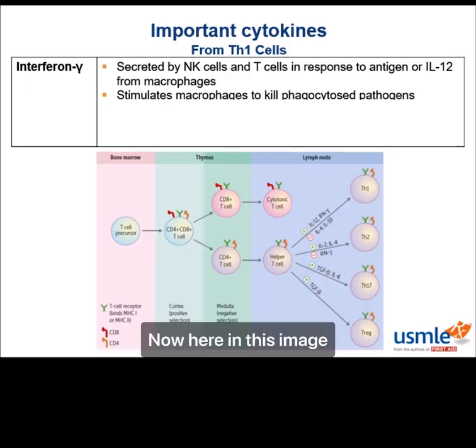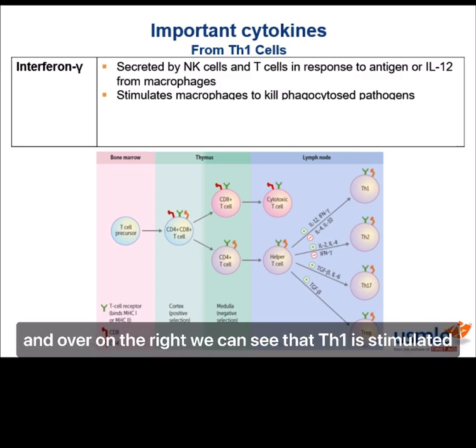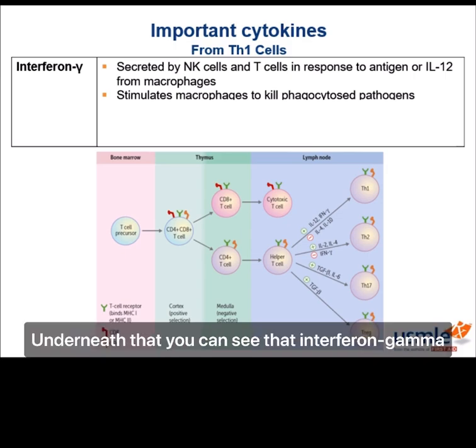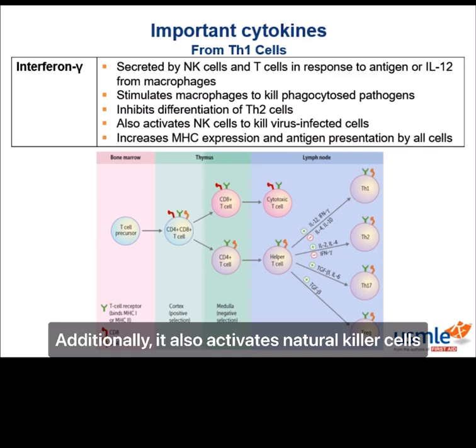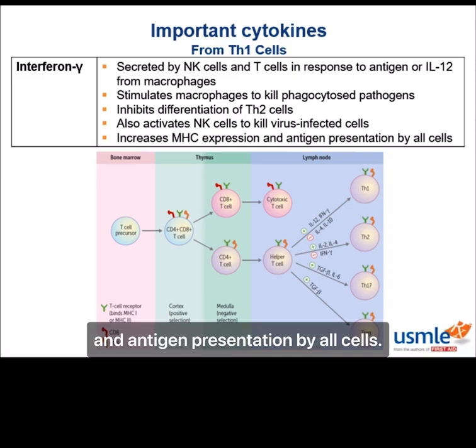Now, here in this image, we can see the differentiation of T cells, and over on the right, we can see that Th1 is stimulated by interferon gamma and IL-12. But it also secretes interferon gamma in a positive feedback manner. Underneath that, you can see that interferon gamma also inhibits the differentiation of Th2 cells. Additionally, it also activates natural killer cells to kill virus-infected cells and increases MHC expression and antigen presentation by all cells.